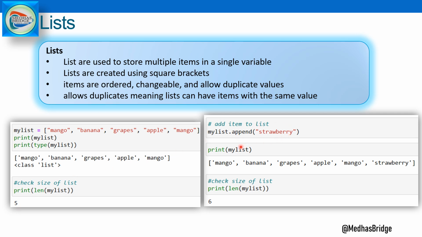Add items to the list. Using append, we can add a new item to the list. Print mylist. Now we get a new list with a new item added, which is strawberry. Check the size of the list. Now see the length of the list is 6. Items are ordered, changeable and allow duplicate values, because we see mango twice in the list. So the list allows duplicates, which means a list can have items with the same value.